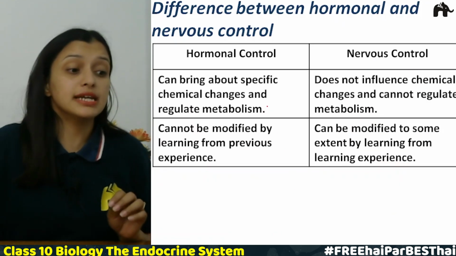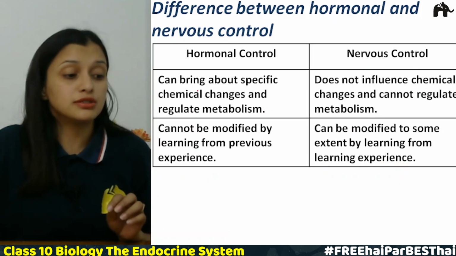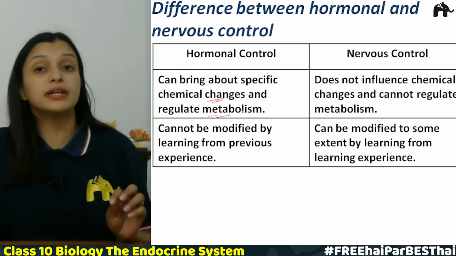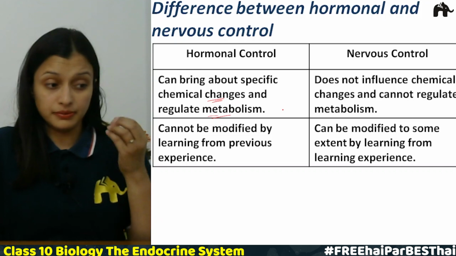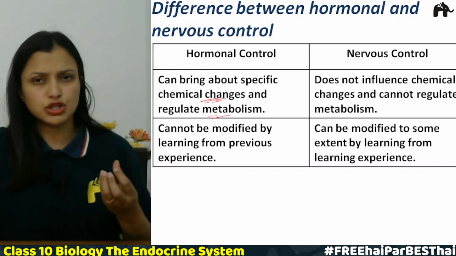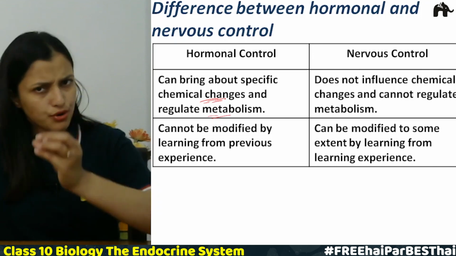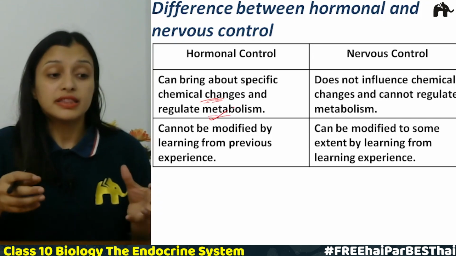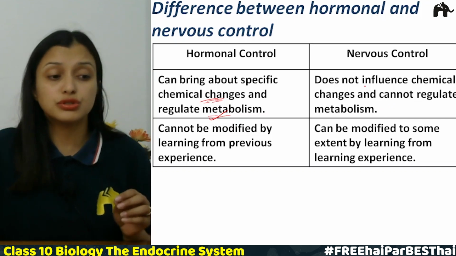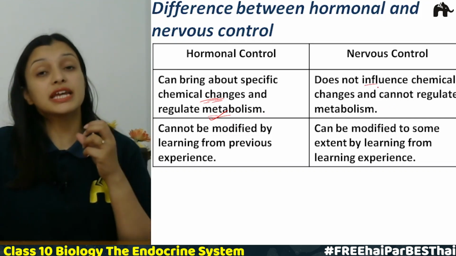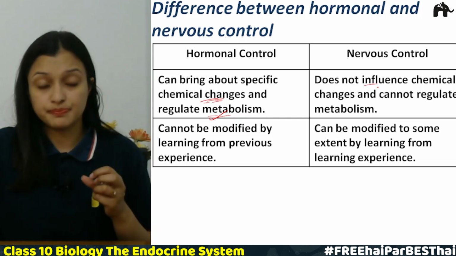The next difference is that hormonal control can bring about specific chemical changes and regulate mechanisms. Specific chemical changes are brought about in our body, and hence hormones regulate our metabolism too. Coming to nervous control, it does not influence any chemical change and cannot regulate metabolism.